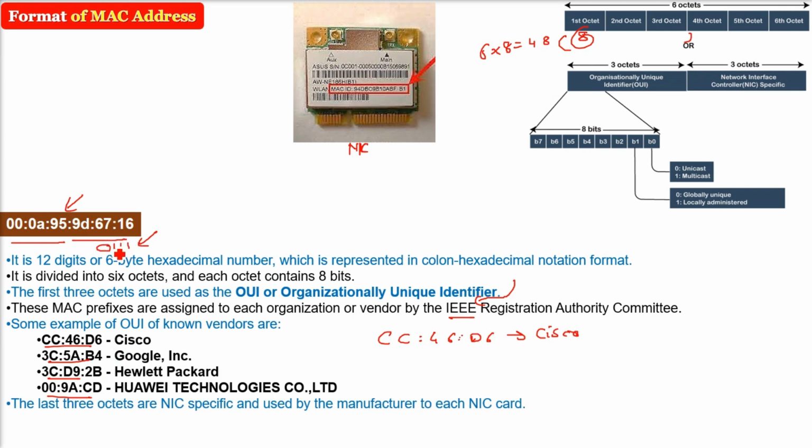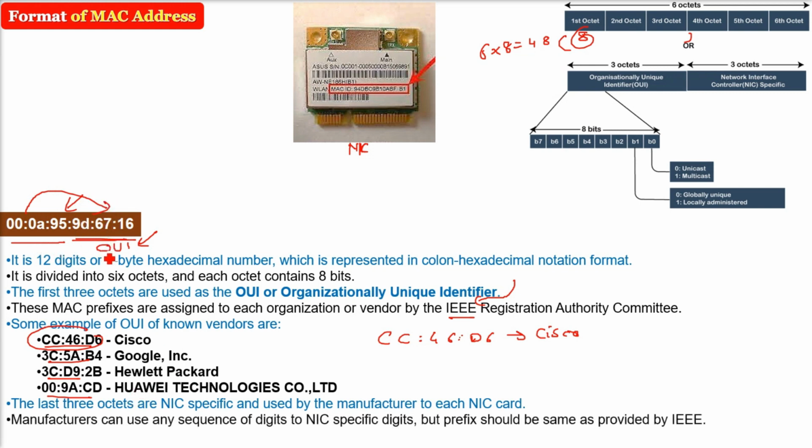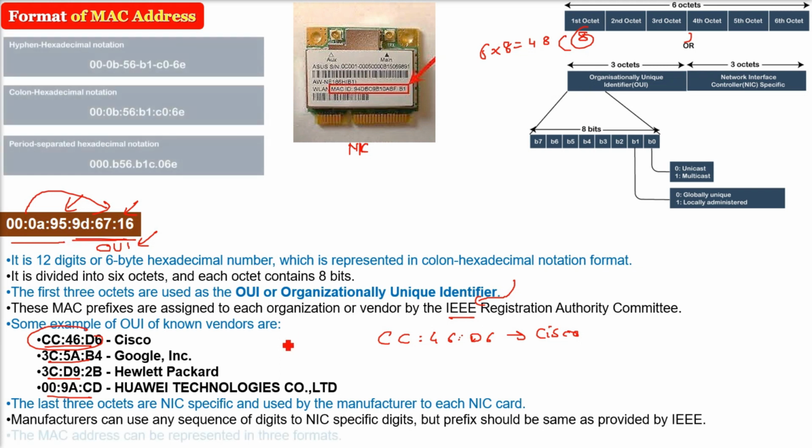The last 3 octets, what are they doing? These are NIC specific or vendor specific, and these are used by the manufacturer for each unique NIC card they manufacture. Alright, these are the 2 parts, 2 24-bit parts. One is OUI, the other is the NIC vendor specific. So manufacturers can use any sequence of digits for the NIC specific part, but the prefix should be from IEEE only.